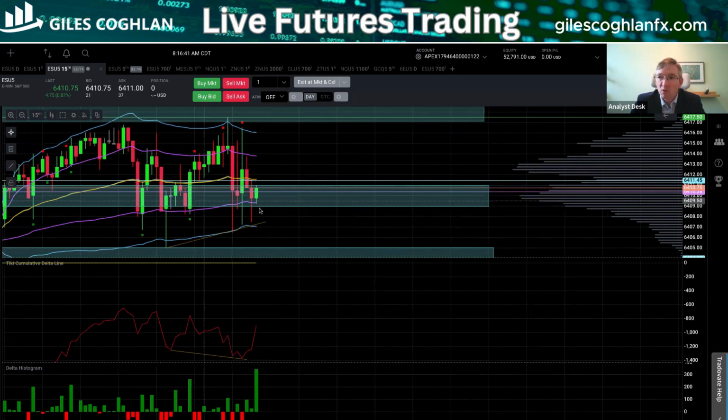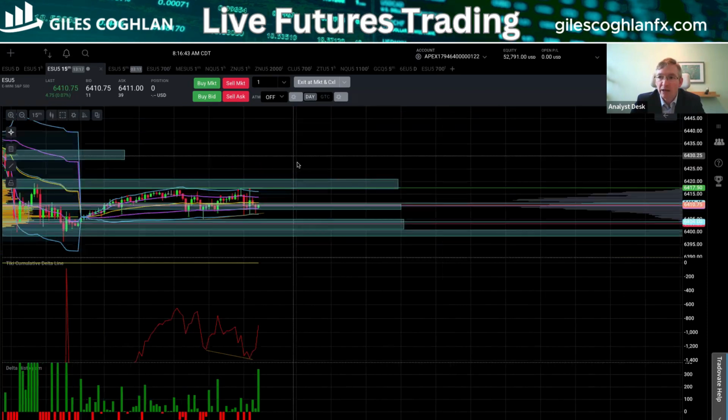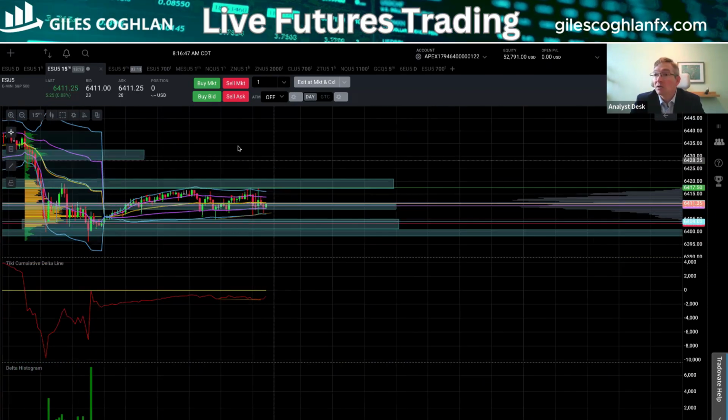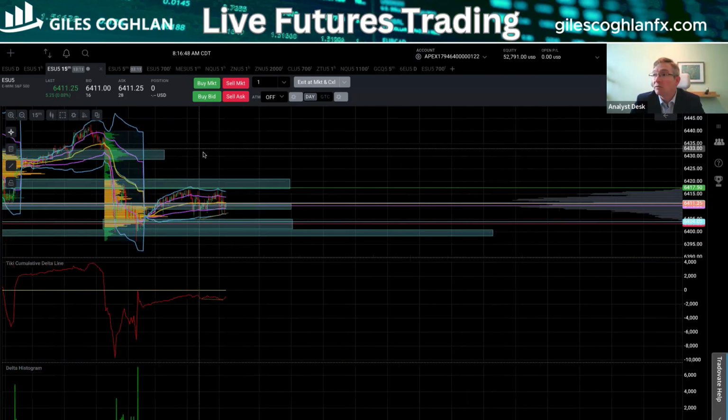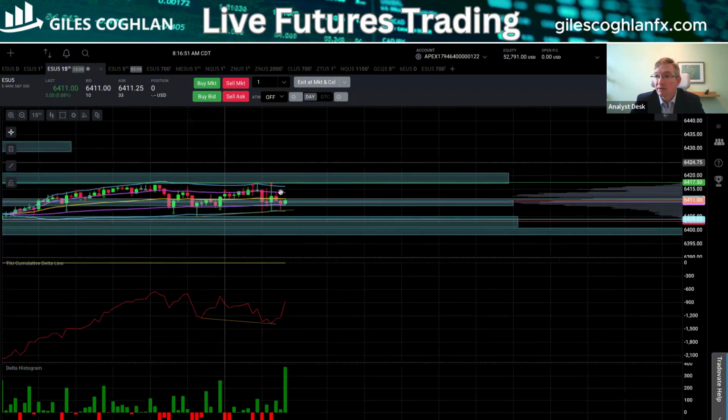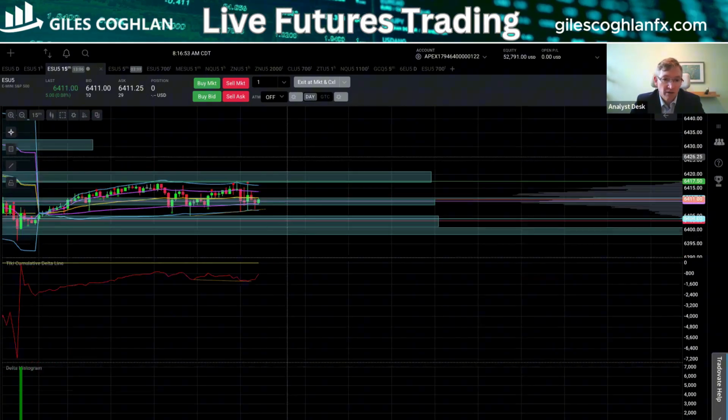Otherwise, we're in this big support area and this choppy area. Above, we can start to look up to that 6430 region. Down below, we can start to look for more downside.